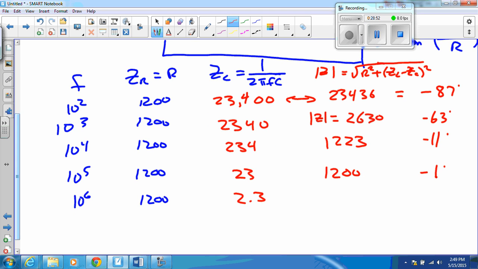We don't even see anything right here. This is going to be basically 0 degrees. This is a pure resistance circuit.